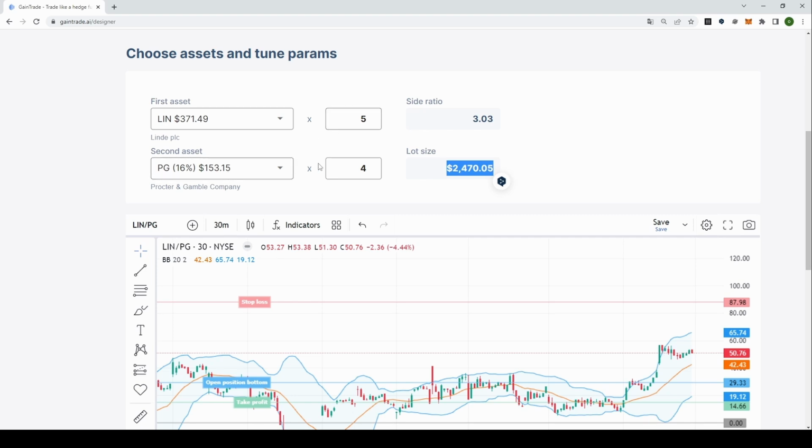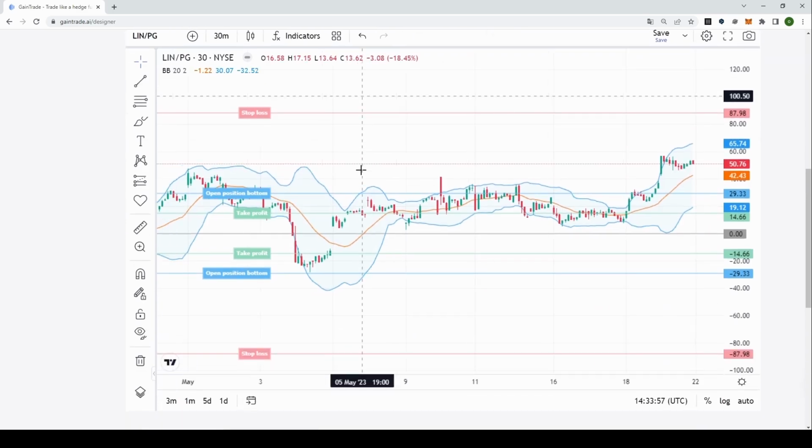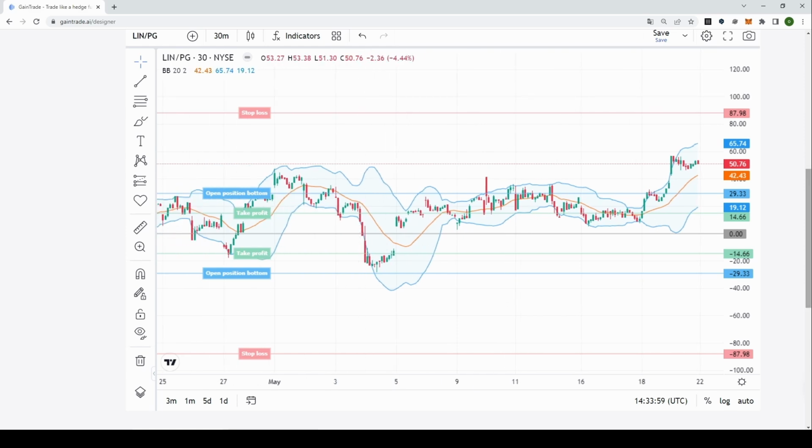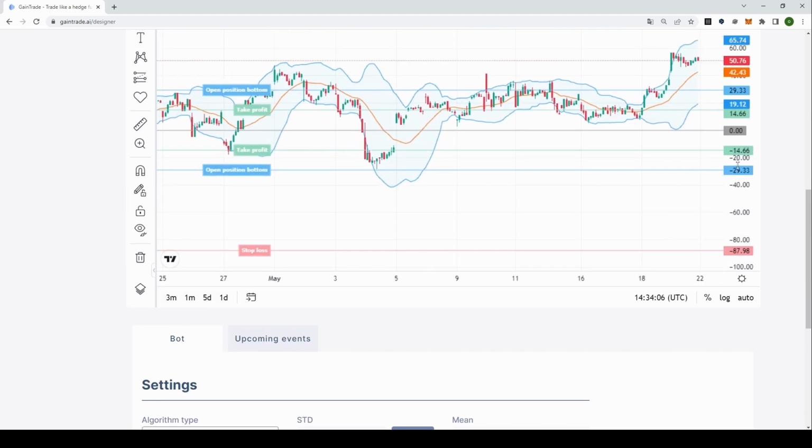Totaling $1,857.45. The volume for Procter & Gamble is 4 shares at $153.15, amounting to $612.60. Thus, side ratio becomes 3.03. Considering the calculation period of 60 days, this is the optimal volume ratio. In this case, STD is 29.53, which corresponds to its lower entry threshold and can also be found in the open position bottom field.